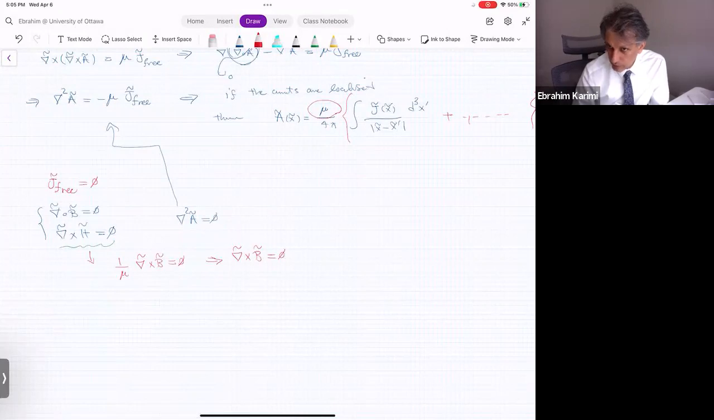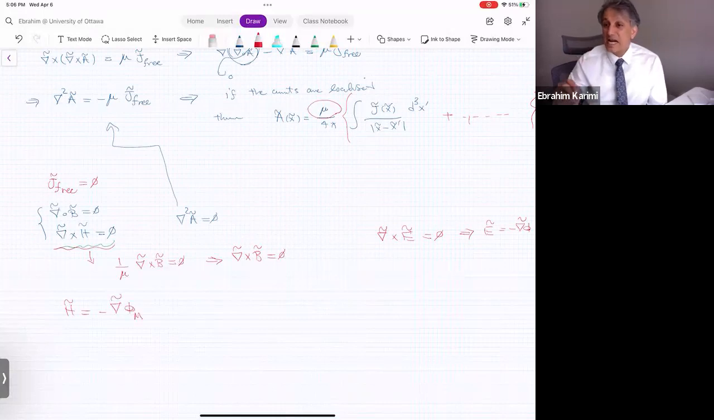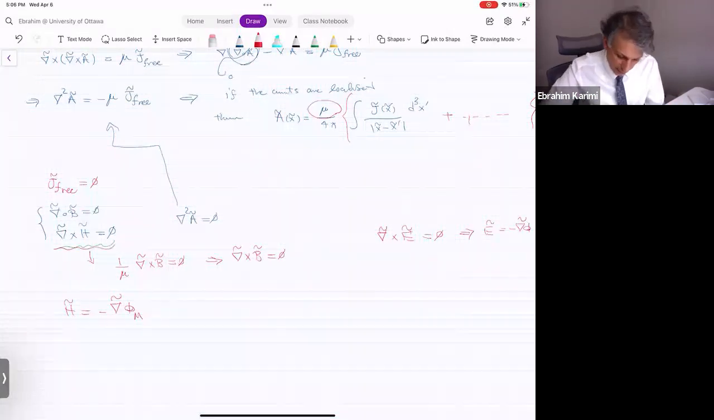Is that correct? It reminded you of something, right? Do you remember that we had curl of E equal to 0? What did we define from this? E is given by minus gradient of phi. Here, in the same fashion, I can define that H is given by minus gradient of a potential, which I call the scalar magnetic potential. Okay? It is a scalar magnetic potential.